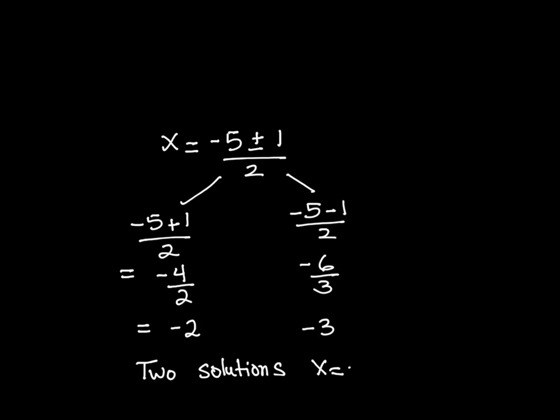Okay, so we're going to write that down. x equals negative 2 and x equals negative 3. And that's it. All right.